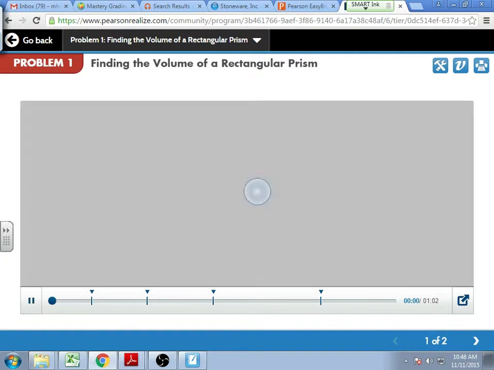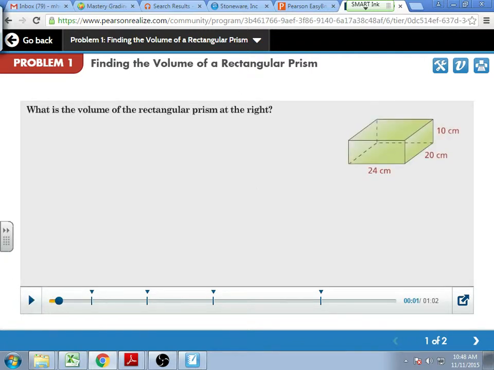So let's get through this real quick. We have a prism here, with base dimensions of 24 and 20, and a height of 10. Here is where you can choose what's length, width, and height on your own, but as we know, prisms are pretty easy. We just multiply two of them together and then multiply by the third.